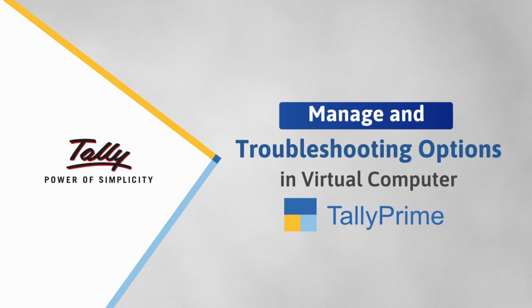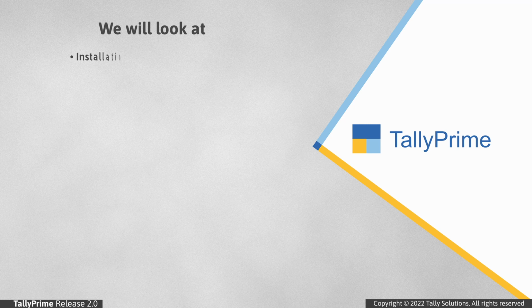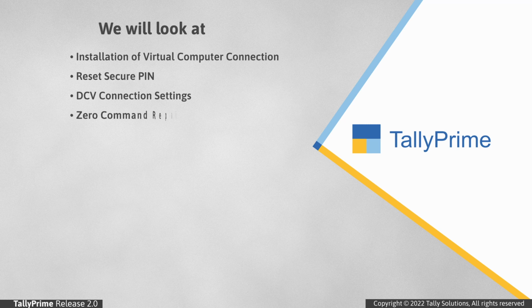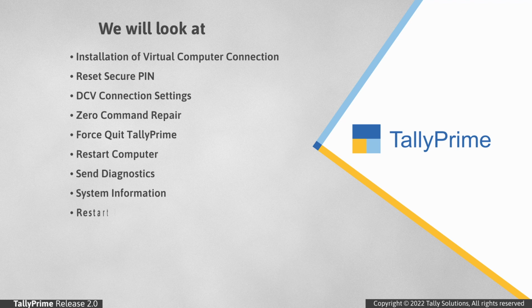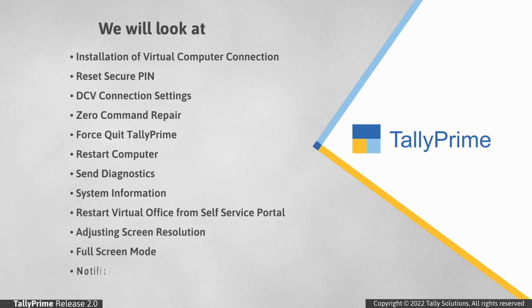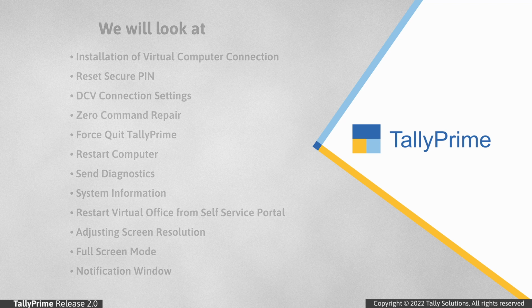In this video, we will look at a few options provided to manage and troubleshoot while you access TallyPrime from anywhere, anytime on Amazon Web Services. We will look at troubleshooting of installation and also the troubleshooting options to repair company data, reset secure PIN, force quit TallyPrime, DCV connection settings in virtual computer, and further troubleshooting from self-service portal. We will also look at options to manage screen size and resolution.